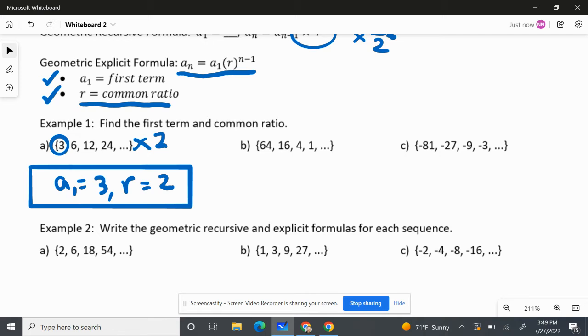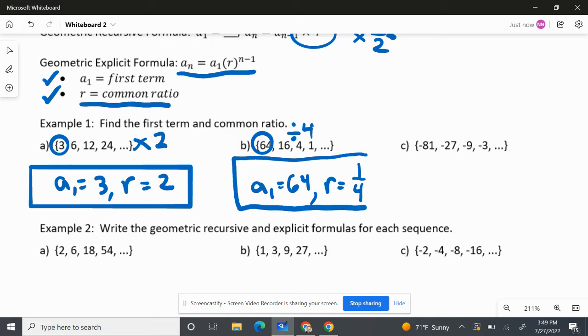So with letter B, once again, a sub 1 is really easy to find. It's just our first term. So a sub 1 equals 64. Notice that in this case, we're dividing it by 4. So since we're dividing it by 4, the common ratio is 1/4. Pause the video and try letter C and see what you get.